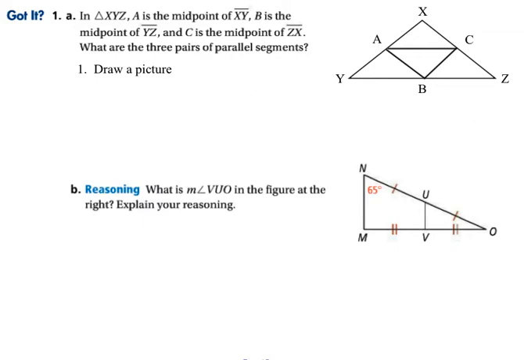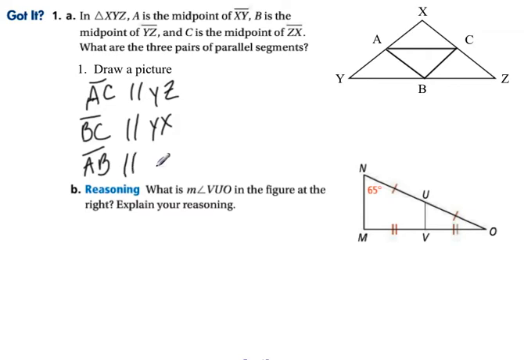So if we want to know what the three pairs of parallel segments are, midsegment AC would be parallel to YZ. We would have midsegment BC parallel to YX. And lastly, we have AC, we have BC, we would need AB in there, the one that's missing. AB would be parallel to the side XZ.